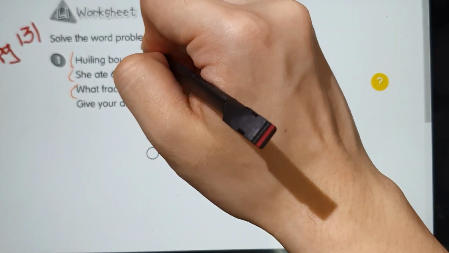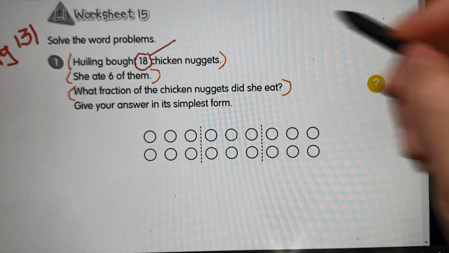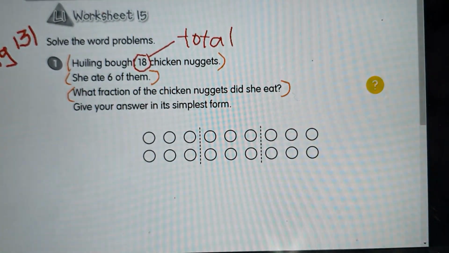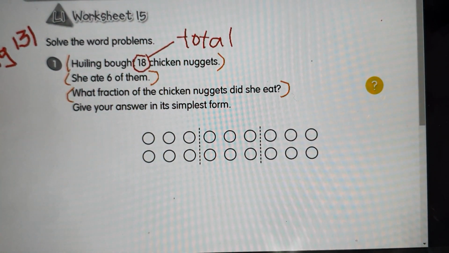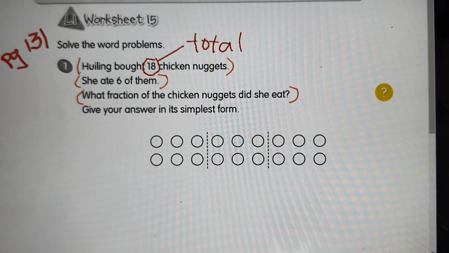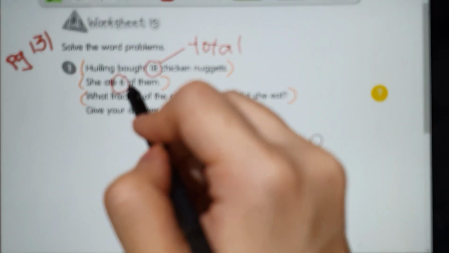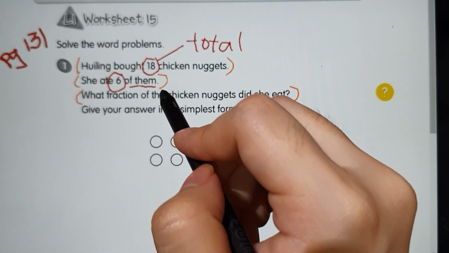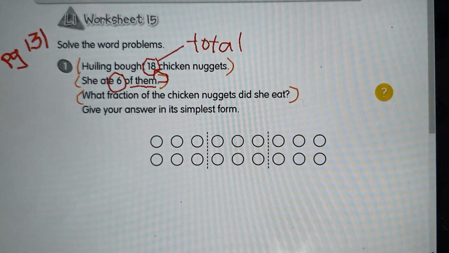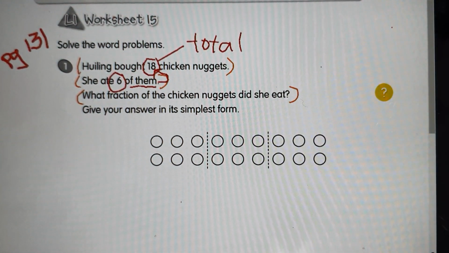So, what does 18 chicken nuggets actually mean? It refers to the total nuggets that she has. And she ate 6 of them. So, how many did she actually eat? That's right, she ate 6. And what does the word "of them" mean? "Of them" actually refers to the total number of chicken nuggets, which is 18. So, what fraction of the chicken nuggets did she eat?